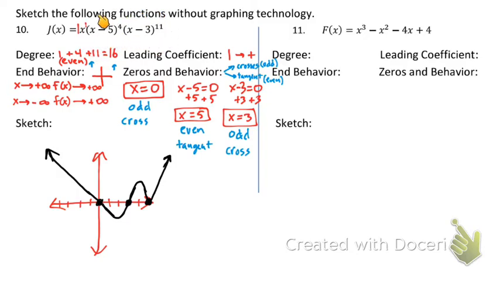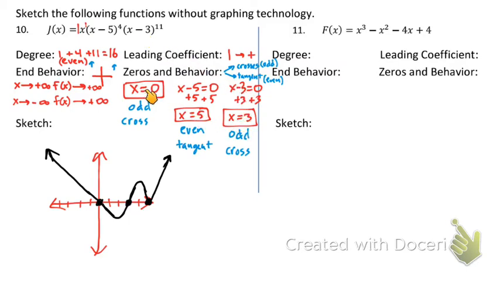So luckily, this is already in factored form. We put each factor equal to 0 and solve. So the first factor was x, we put it equal to 0. Second factor is x minus 5 equal to 0 and solve. We get x equal to 5. X minus 3 equal to 0 and solve. We get x equal to 3.